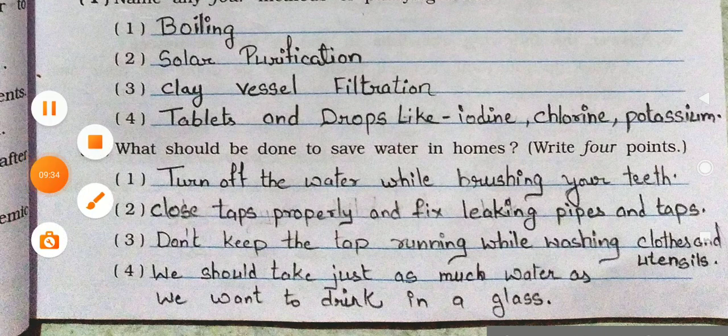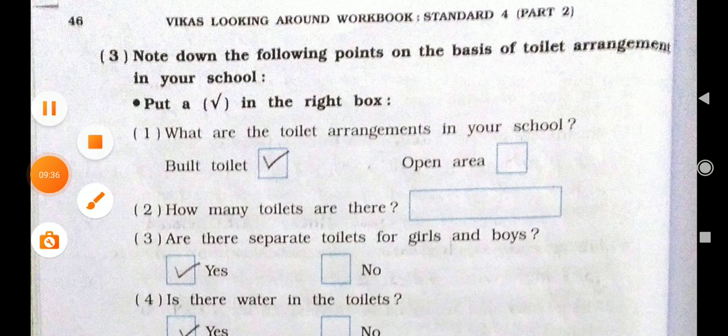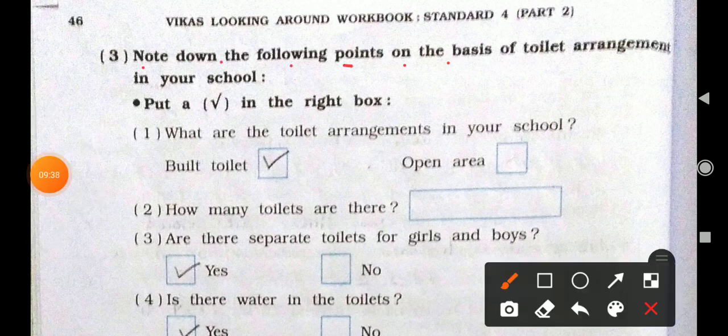Now come to the next page. Third question, note down the following points on the basis of the toilet arrangement in your school. Put a tick in the right box. First, what are the toilet arrangements in your school? Flush toilet and open toilet. So it's a flush toilet. Yes, tick mark. How many toilets are there in your school? 10, 12, 15, according to your building, you have to mention it here.